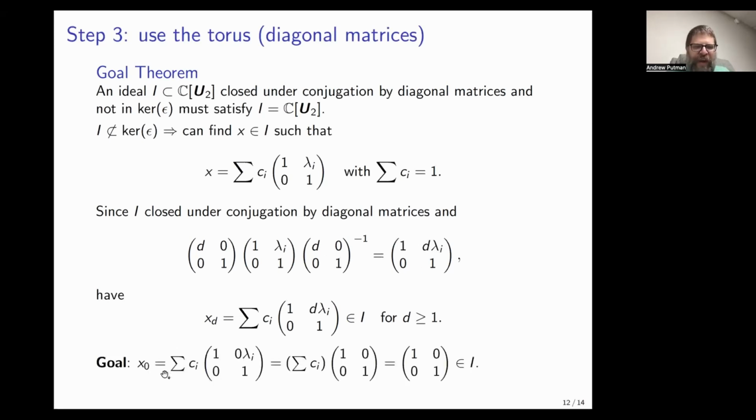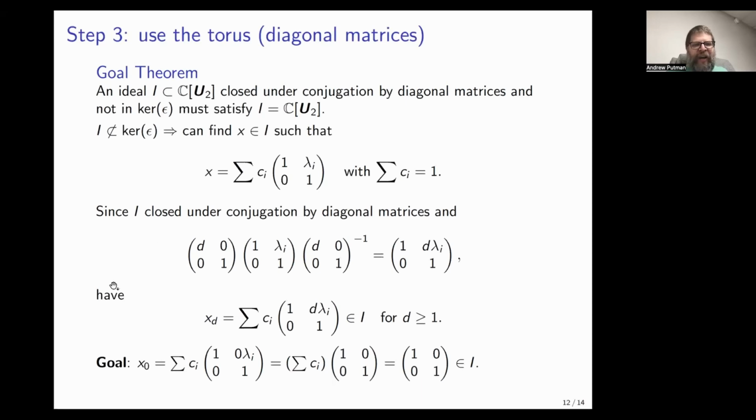I want to show that if I define x_0 to be the sum of c_i times the matrix with 0 up here, well, what is that? That's the sum of the c_i's times the identity matrix. That is just the identity matrix because the sum of the c_i's is 1. I scaled it to make that true. And if I knew that was inside I, I would be done. If I contains the identity matrix, that means it contains every other matrix, and therefore it's the whole thing.